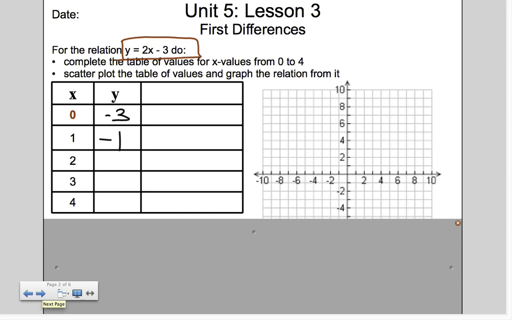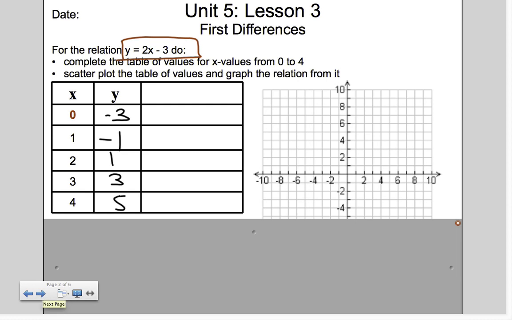What about when x is 2? Dean. 2 times 2 is 4, minus 3 is 1. Good. X is 3. Vince? 2 times 3 is 6, minus 3 is 3. And finally, last one, Sarah. 2 times 4 is 8, minus 3 is 5.